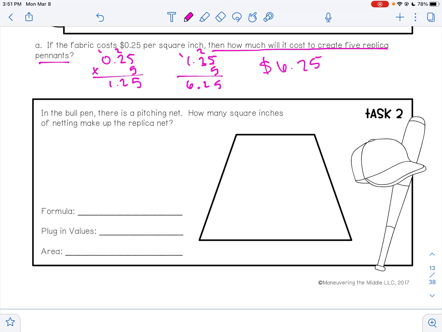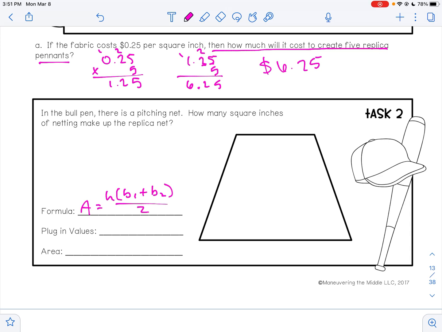The first thing I'm going to do on this one is write my formula down, because this is a trapezoid. I need to figure out what I need in order to solve this problem. If we remember, the formula for a trapezoid is height times base 1 plus base 2 divided by 2. And if you forget and you're in person, it's in the back of the room.